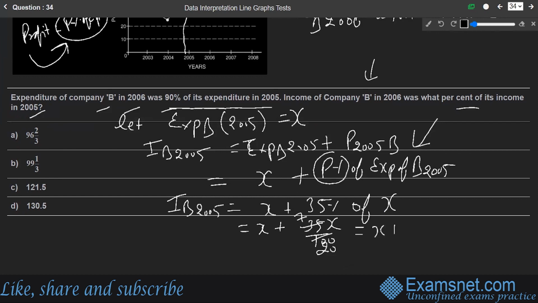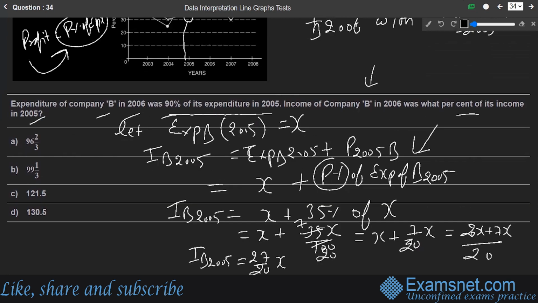So it becomes X plus 7 by 20X. If we solve this further by taking the LCM, we can write it as (20X plus 7X) by 20, which is nothing but 27 by 20X. So that is the income of B in 2005 in terms of X that we have calculated. Now we have to go for the income of company B in 2006. For that, we'll have to again go by the same formula.